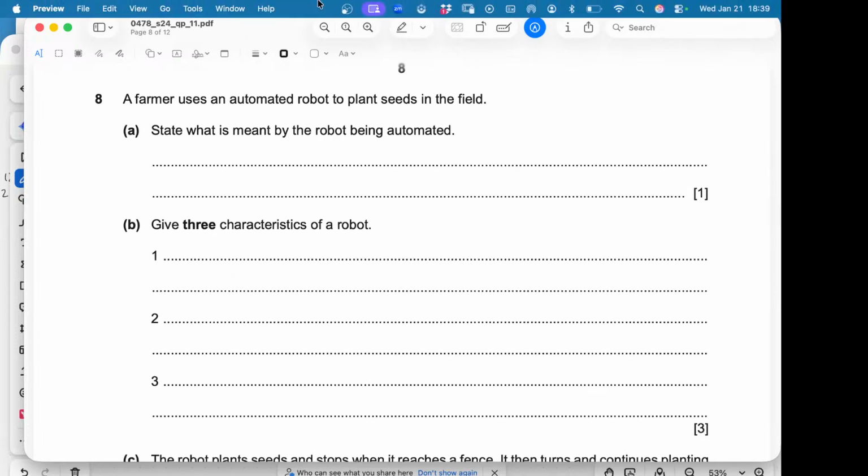Right, so a farmer uses an automated robot to plant seeds in the field. State what is meant by the robot being automated. And then give 3 characteristics of a robot.